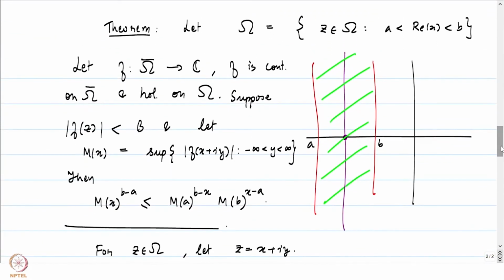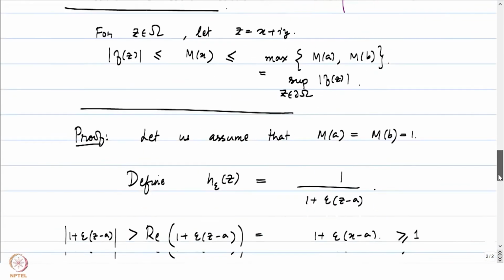So let's just go up and look at what we did. We ensured that on these two red lines, which are situated at x is equal to a and x is equal to b, our function h epsilon times f is bounded by 1 above.